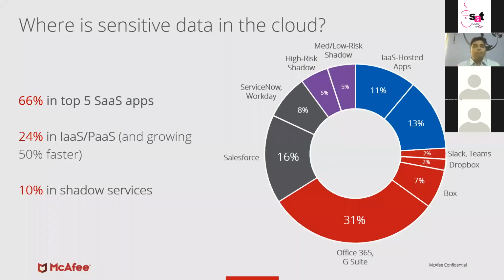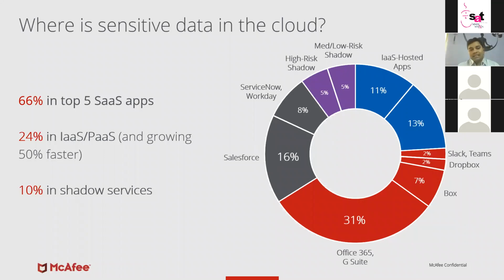So if I put the data at the core and ask the question, where does the sensitive data reside in the cloud? These statistics we have taken from our customer base after a survey, and what we find is that the majority of the data, like 66%, resides in known SaaS applications, like Office 365 or G Suite, Box, Dropbox, Slack, Teams. These are all collaboration type applications. Similarly, the data is also in business applications like ServiceNow, Workday, Salesforce, and so on.